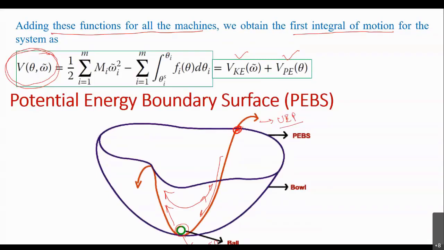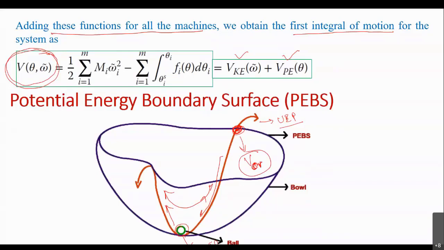So, when the ball reaches here, the energy of the ball, if we can express or compute it, is known as the critical energy of the ball. So our critical energy can be defined based on this boundary surface. Okay, so this is the basic principle of the potential energy boundary surface method.